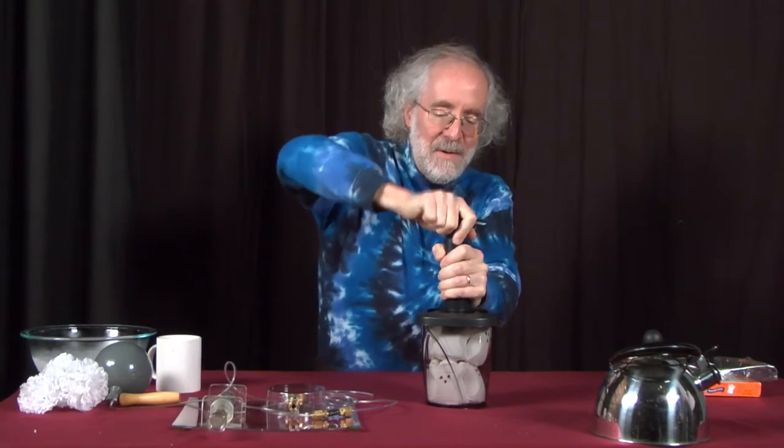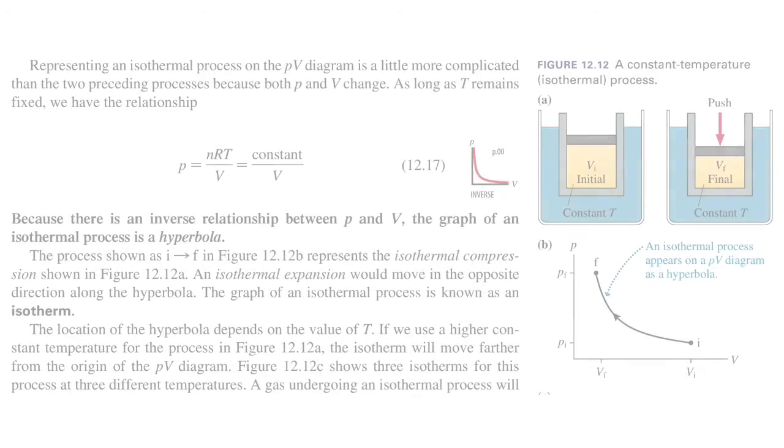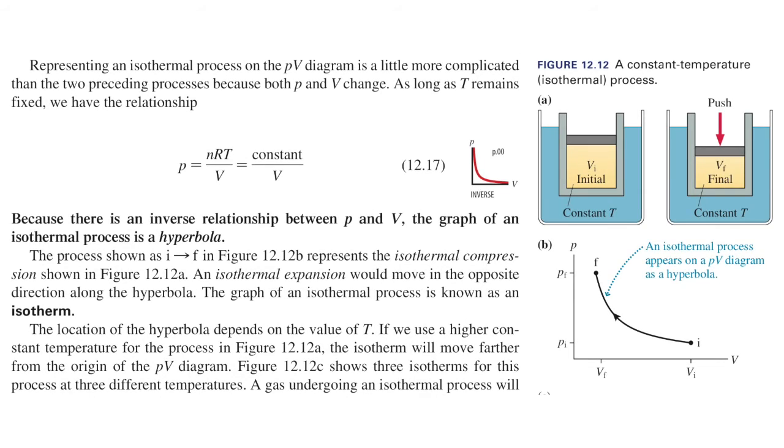This is an example of a constant temperature process because the whole thing happens at room temperature, and there's an inverse relationship between pressure and volume. When pressure goes down, volume goes up. When pressure goes up, volume goes down. That's the last of the gas law processes that we'll look at in significant quantitative detail in the chapter.